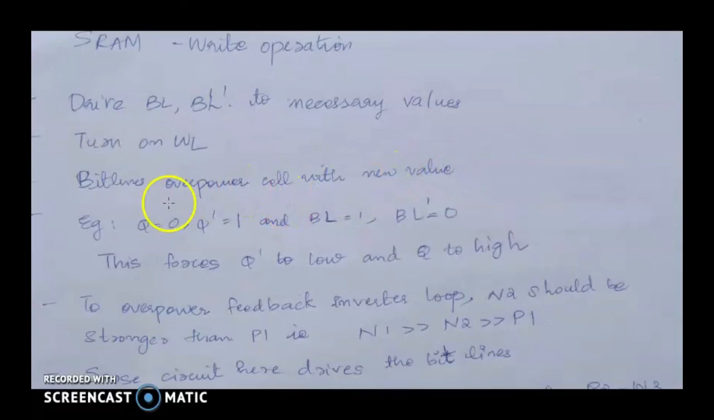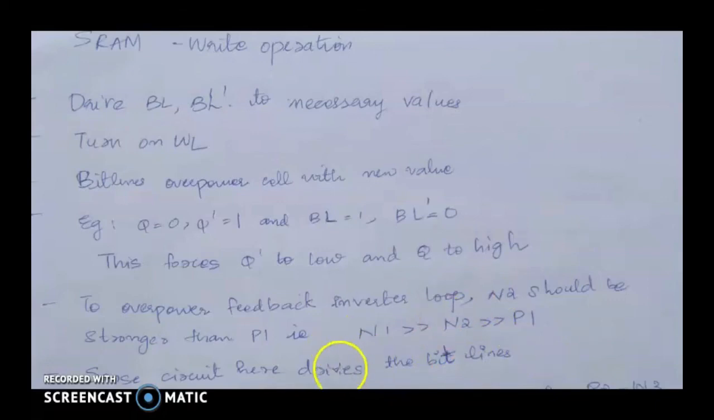So how this takes place is, suppose Q is 0 and Q bar is 1 and BL is 1 and BL bar is 0. We want Q bar to become low and Q to become high. Then that is the write operation. So to overpower this feedback inverter loop, N2 should be stronger than P1. We have already discussed why N1 has to be stronger than N2. So for the write operation, this condition is also to be satisfied.